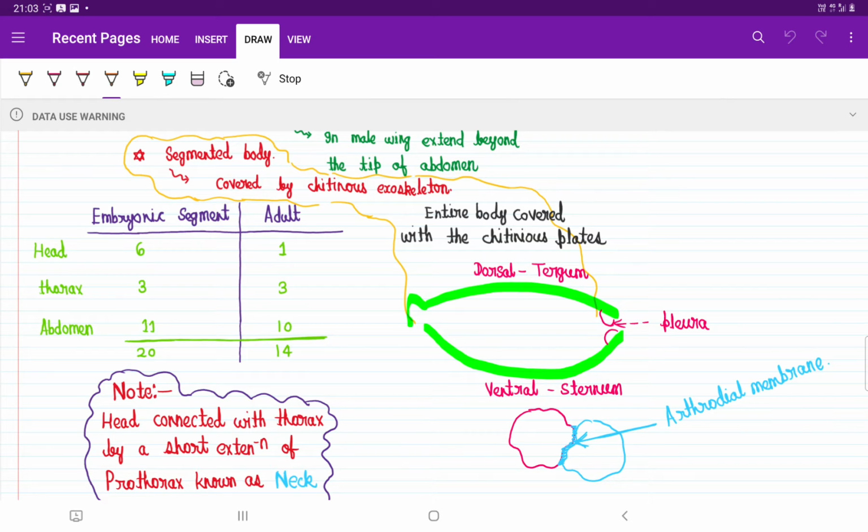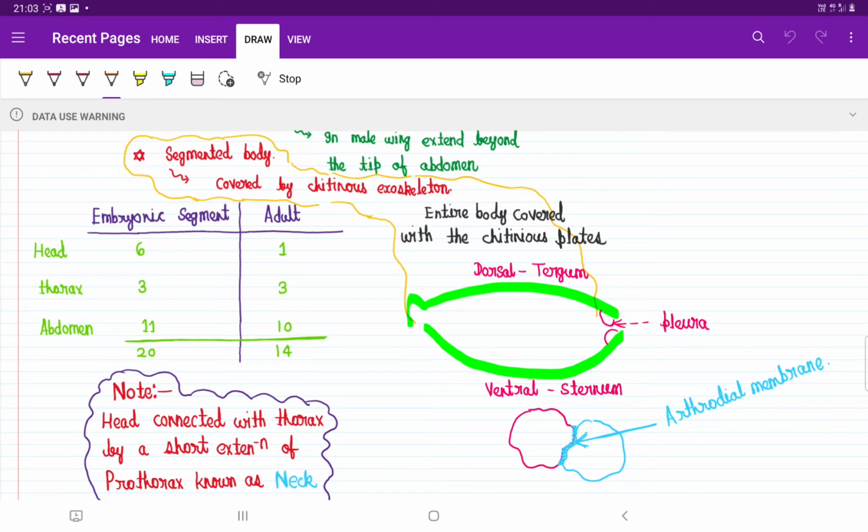Now, they belong to phylum Arthropoda, and this is a very important characteristic feature of the phylum Arthropoda. Their body is covered by a chitinous exoskeleton. This chitinous exoskeleton is a kind of boon for them. This chitinous exoskeleton minimizes loss of water in all arthropods. That's why you will see the diversity of arthropods. They are quite diverse animals.